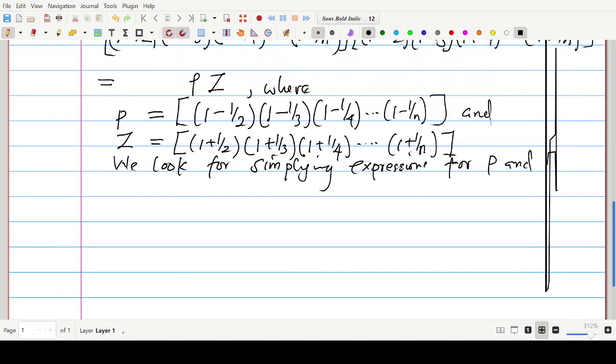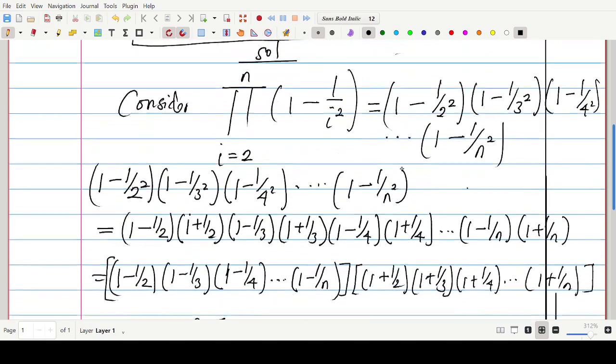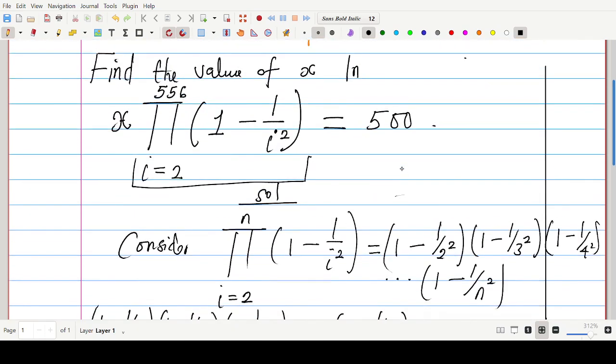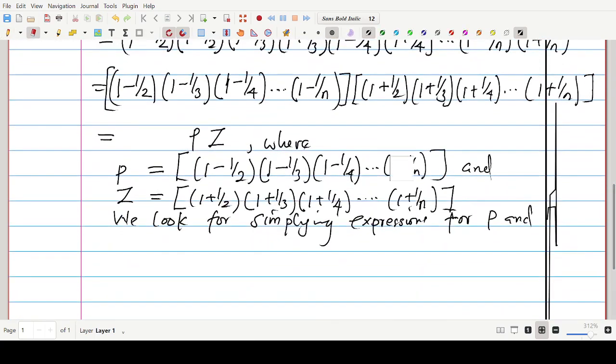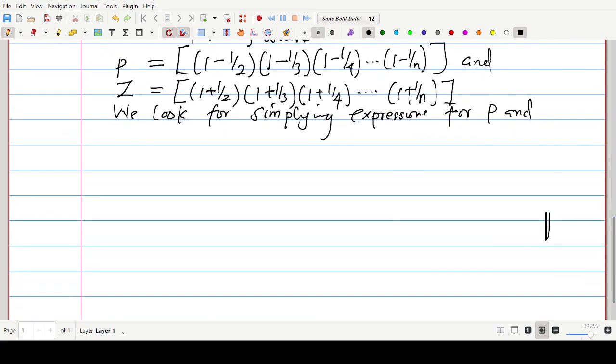Oh, it's a great mistake, this line I drew here. Let me remove it. Sorry for this. We are good to go. So we look for a simplifying expression for P and Z.